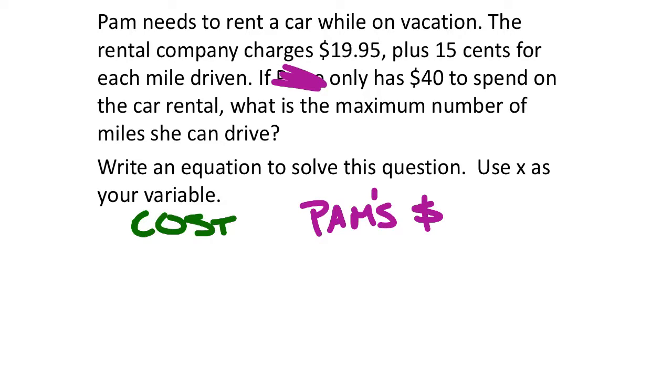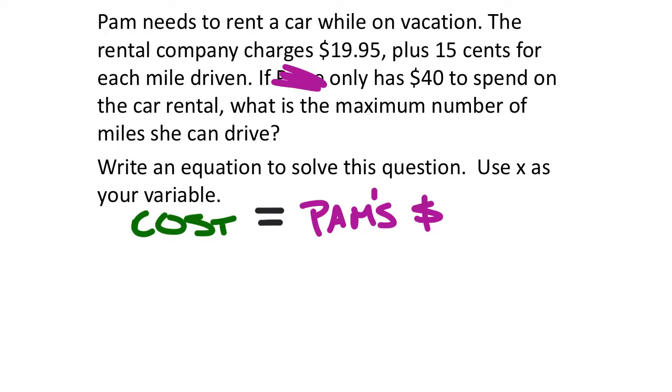Well, since it's asking for the maximum number of miles, and the miles is related to the cost, they could be equal, but it would be really nice if Pam had enough. So Pam either needs to have more than the cost or equal to the cost. Now, this becomes an inequality, which we're not really concerned about right now. So I'm just going to make this an equation, all right? We'll just see where they're equal for now.